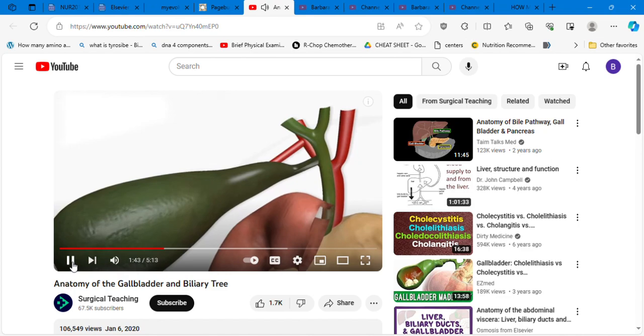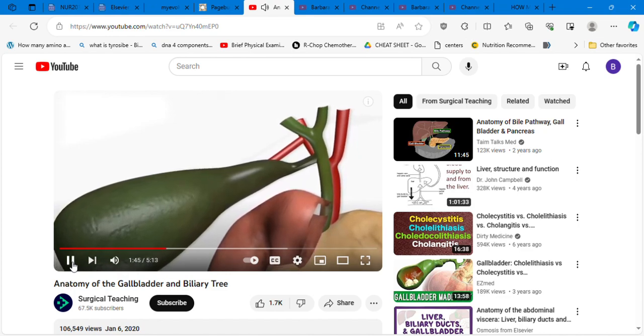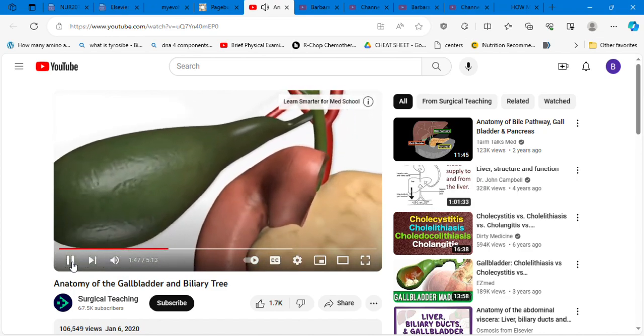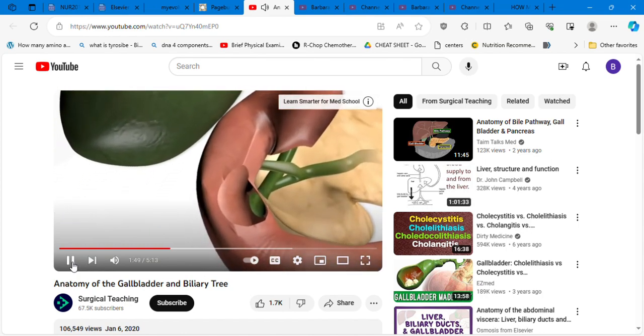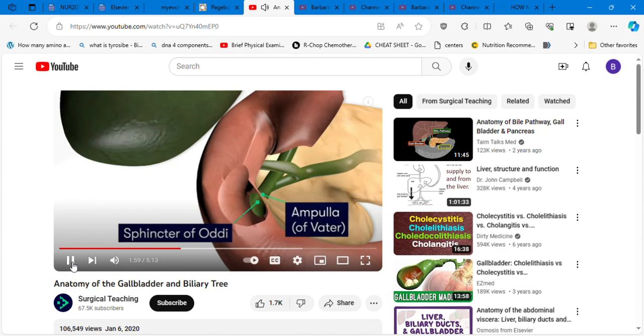The CBD continues inferiorly, passing behind the first part of the duodenum and along the posterior surface of the pancreas, where it joins the pancreatic duct. Together, the CBD and pancreatic duct drain into the second part of the duodenum via the ampulla of Vater and sphincter of Oddi.